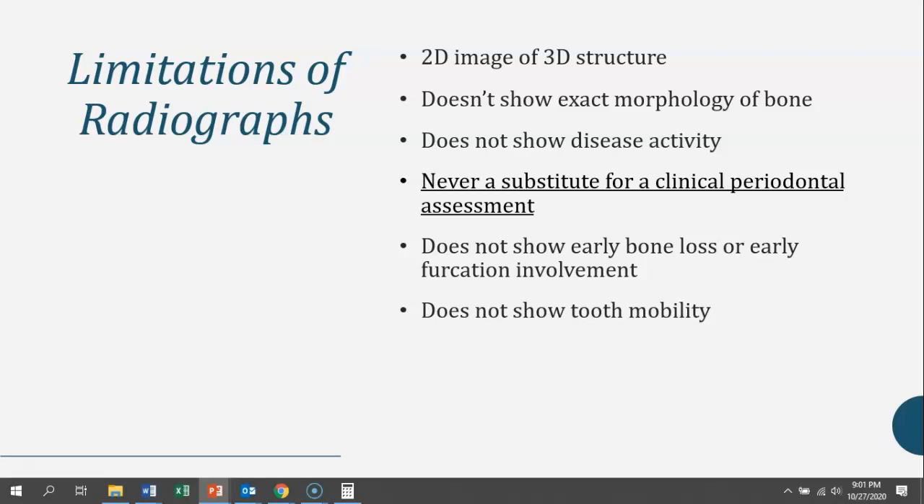Does not show tooth mobility. So you can sort of guess that something may be mobile, but you're not going to be able to tell that unless you actually get in there with two blunt end instruments and do a mobility test, or if it's really mobile, you can just wiggle it with your finger.